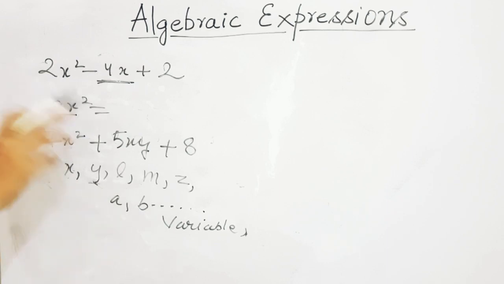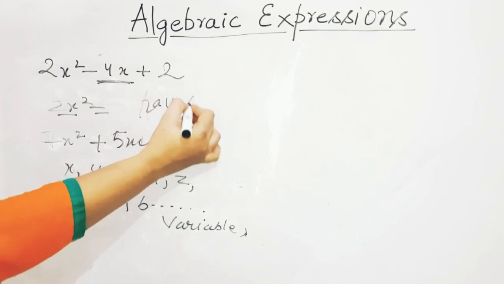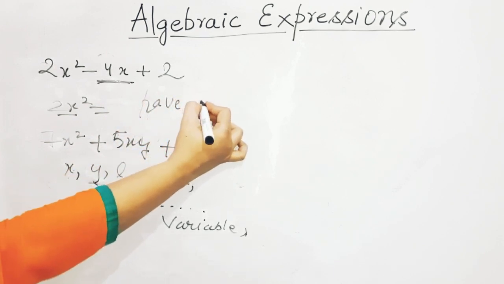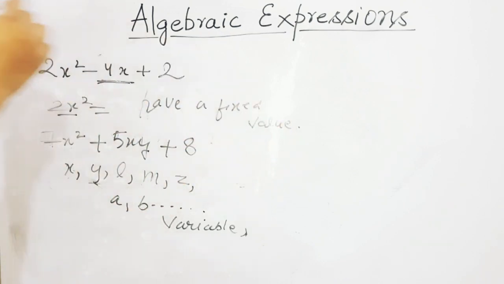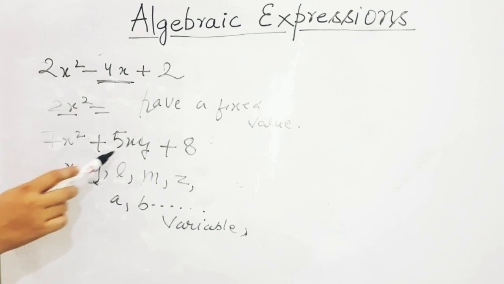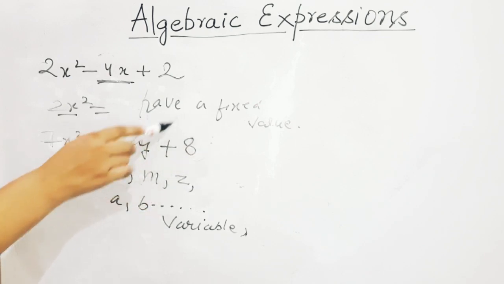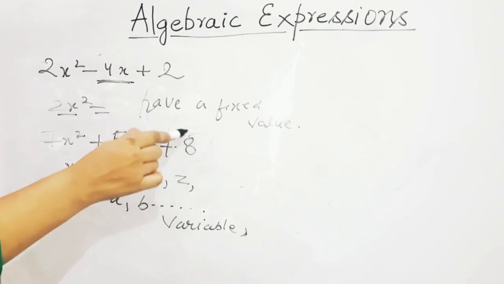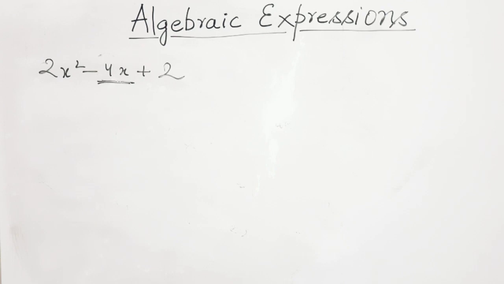Right, students? Now talking about the constant. A constant always has a fixed value. The value of a constant is fixed, it does not change. Now in this algebraic expression, x and y are the variables, but 8 is a constant. I have already told you 8 is a constant. Right, students? So I hope you have understood. Now let's study how algebraic expressions are formed.